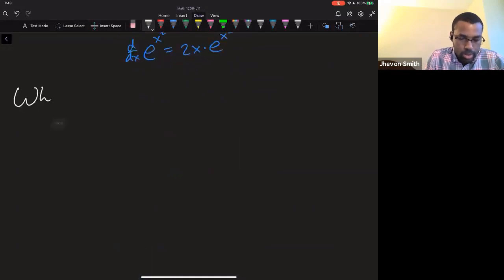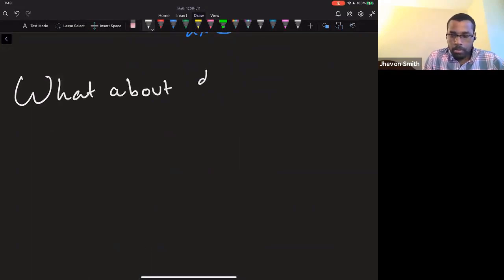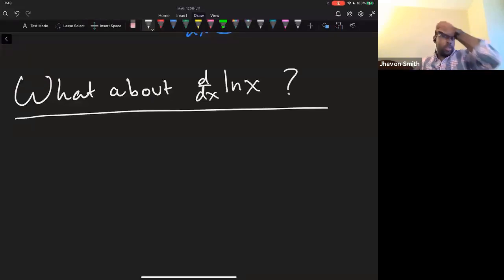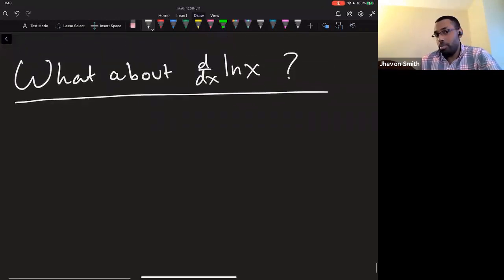What about the derivative of ln x? And everybody's like, what about it? Let's actually deal with the derivative of ln x, the natural log. Very important thing to know how to differentiate because it's a very important function.